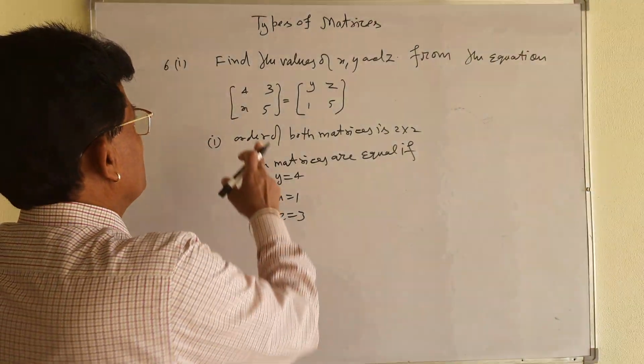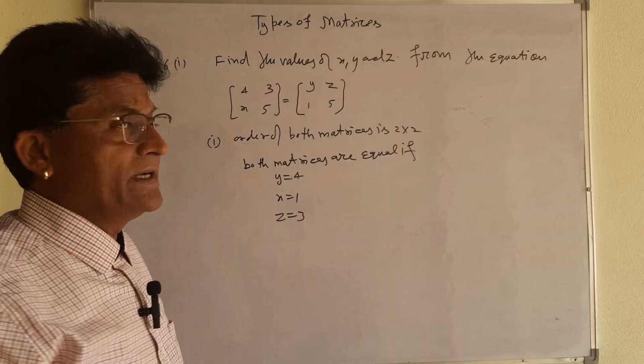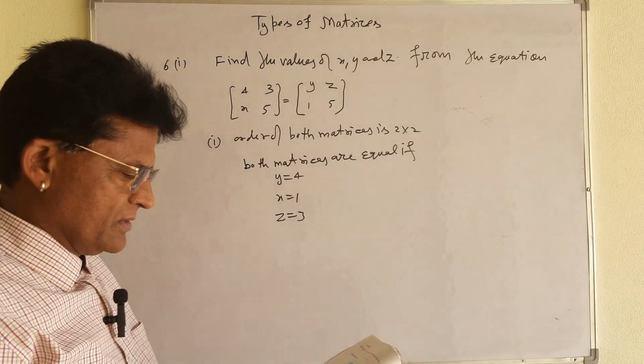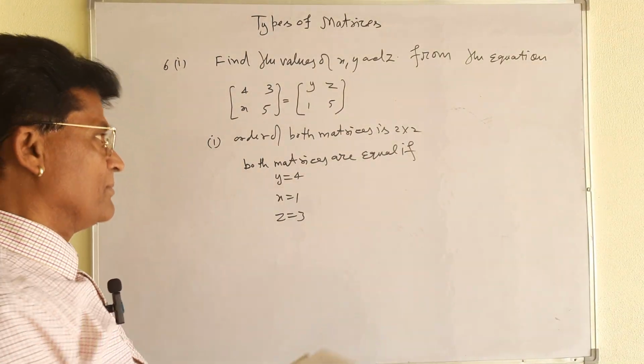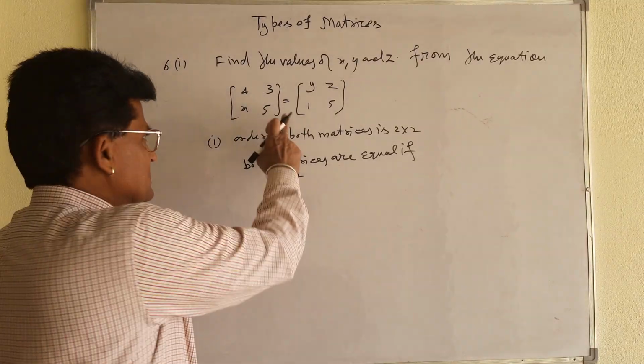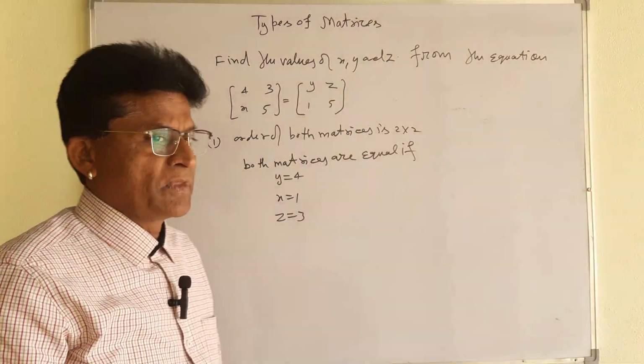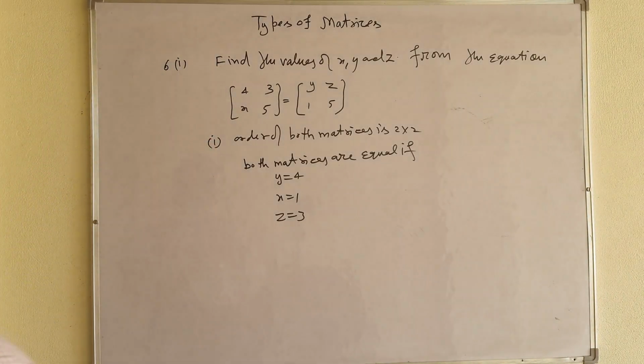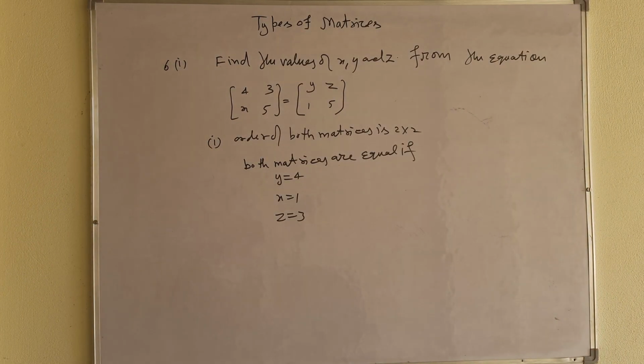Here it is given, find the values, because the equal symbol is given. 2 matrices are equal if the order is the same and corresponding elements are the same. Okay, my dear student, I am taking one more question. You see, which is very, very important.